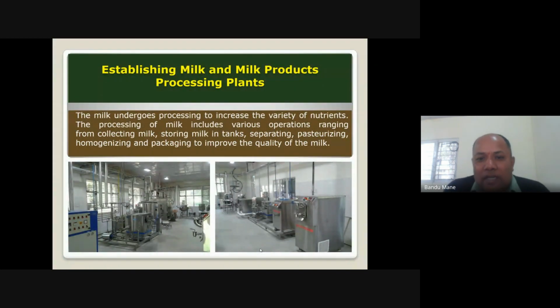As you all know, milk undergoes processing to increase the variety of nutrients, and this processing includes lots of operations: collecting the milk, transportation of the milk, and the processing. In that processing, it comes to separation, clarification, cooling of the milk, pasteurization, homogenization, and further processing of milk, and finally packaging. It also includes the sales and marketing of the milk. Next.